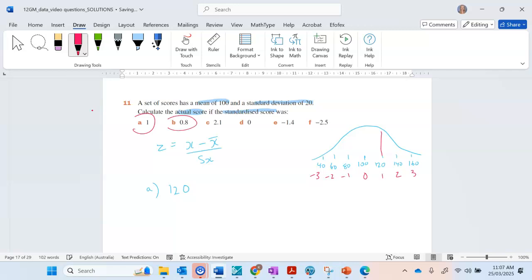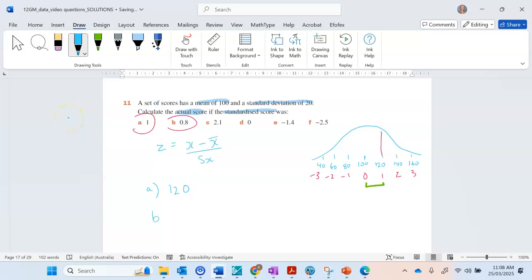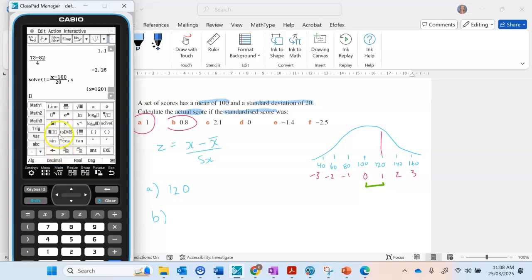For the next one, we've got a standard score of 0.8. So 0.8 as a Z score is between 0 and 1. So when I do my calculations, I know it's going to be between 100 and 120. All right, so I can already think about what my answer is going to be. So if this was a multiple choice question on an exam, you can do process of elimination. I know it's got to be between 100 and 120. All right, so we can do solve again. I might just highlight that and drag it down. So this time our Z score is 0.8.